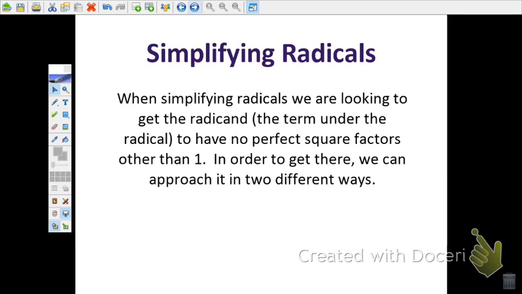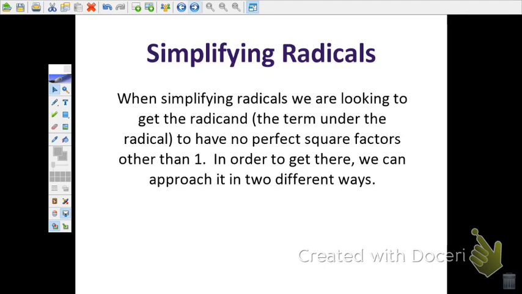When simplifying radicals, we are looking to get the radicand, which is the term under or inside the radical sign, to have no perfect square factors other than 1. So this is one of the reasons why we want you to know your perfect squares, because if you know your perfect squares, it makes simplifying radicals very easy.